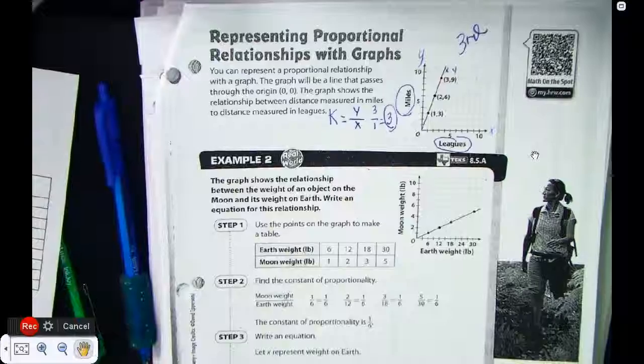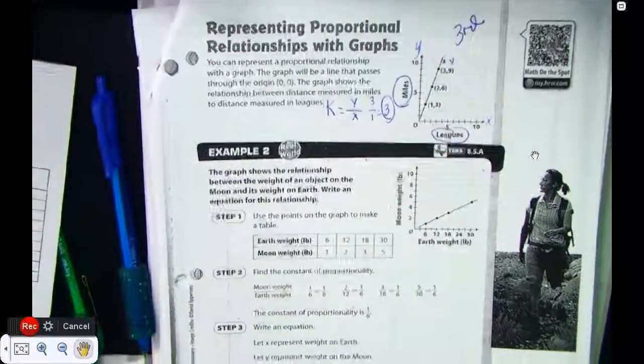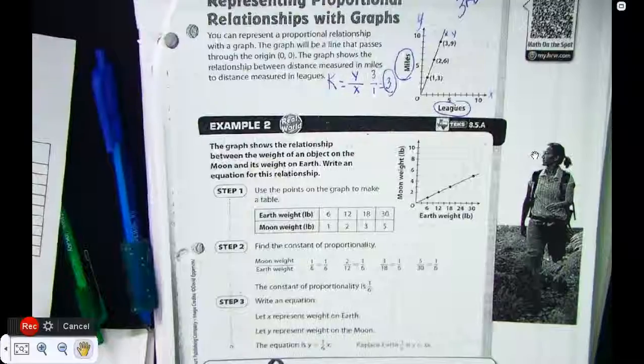You just divide it, and what you get is what you get.